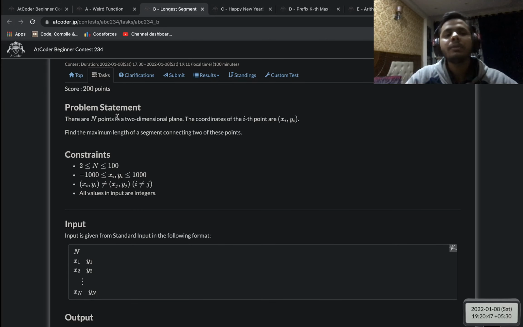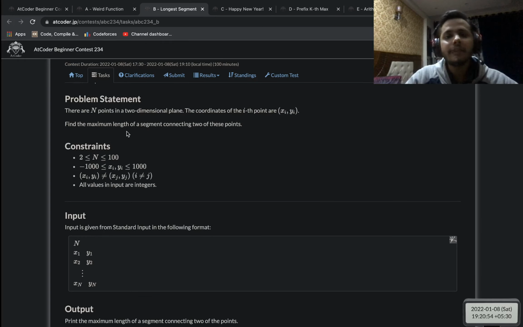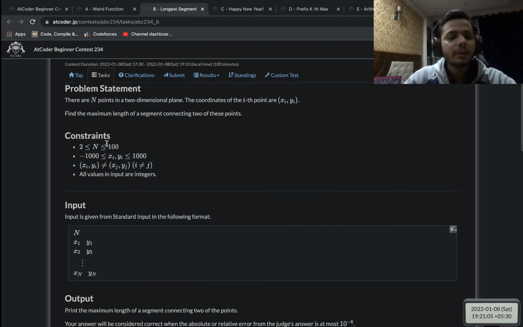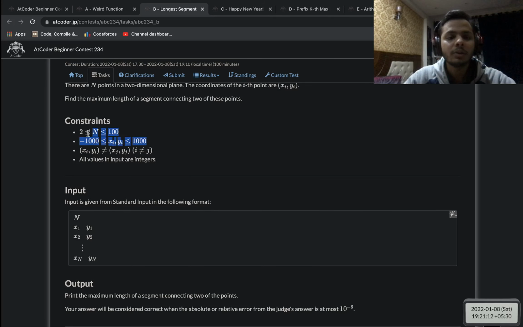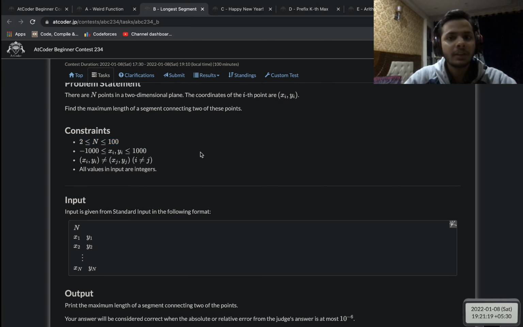Okay, so in this problem we have been provided with n points in a 2-dimensional plane, and the coordinates of the ith point are xi comma yi. Basically we need to find the length of the segment connecting 2 points such that the length is maximum. So we need to find the maximum distance between any 2 points, right? The key thing to notice here is that n is only up to 100, so a brute force will just work here. All the xi and yi values are also really small. If n was up to 10 to the 5, then this problem becomes really difficult and some advanced algorithms are needed to solve this.